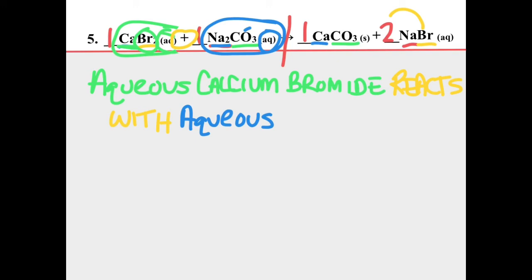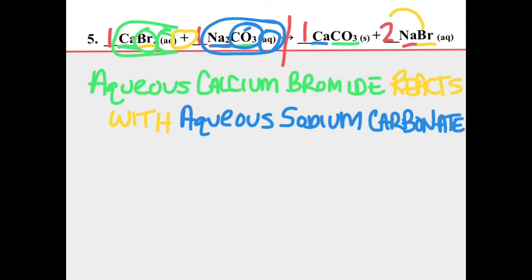Na is the element sodium. Sodium is a metal, so this is going to be ionic, so we're not going to use prefixes. So it's going to be aqueous sodium CO3. If I look at CO3 on my ion sheet, that's a polyatomic ion called carbonate. Sodium carbonate. All right, so aqueous calcium bromide reacts with aqueous sodium carbonate.